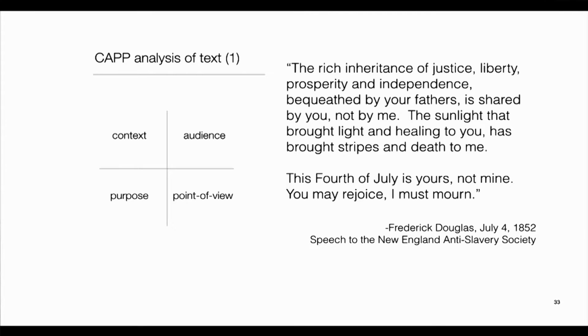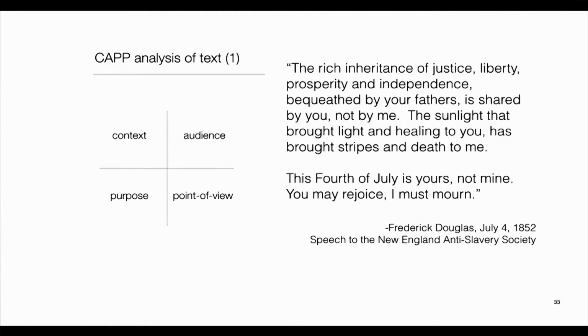But as we examine that from Frederick Douglass's perspective in 1852: "The rich inheritance of justice, liberty, prosperity, and independence bequeathed by your fathers is shared by you, not by me. The sunlight that brought light and healing to you has brought stripes and death to me. The 4th of July is yours, not mine. You may rejoice. I must mourn."